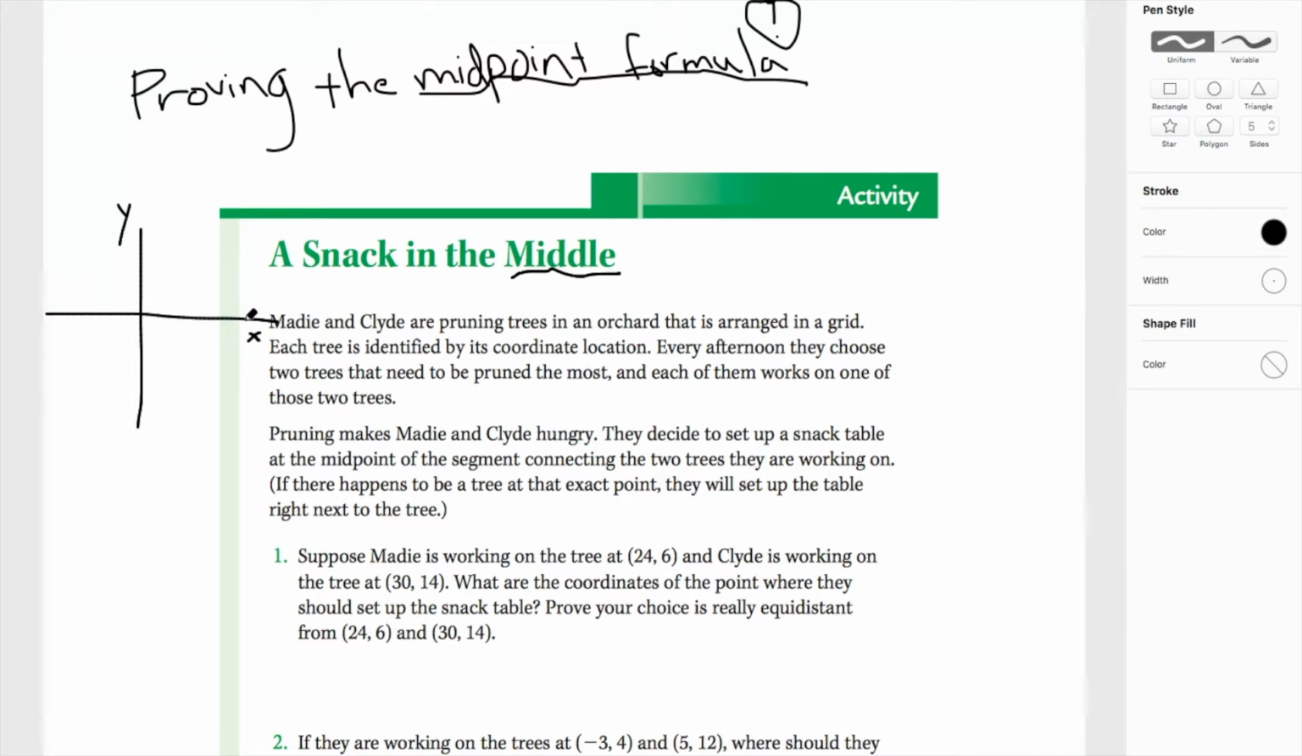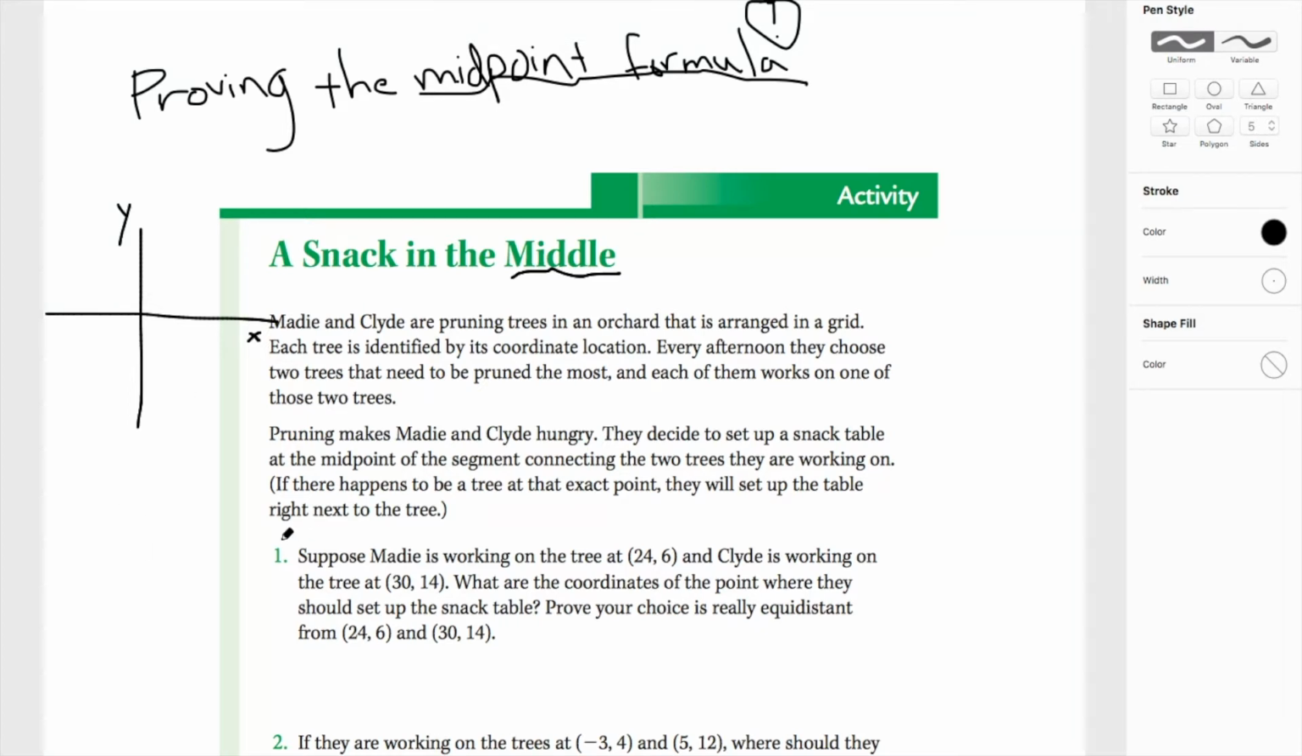Every afternoon, they choose 2 trees that need to be pruned the most, and each of them works on one of those 2 trees. Pruning makes Maddie and Clyde hungry. They decide to set up a snack table at the midpoint of a segment connecting the 2 trees they are working on. That makes sense. We got to work on these 2 trees. So here's where my snacks are going to go. If there happens to be a tree at the exact point, they will set up the table right next to that tree. Interesting that they had to qualify that for this.